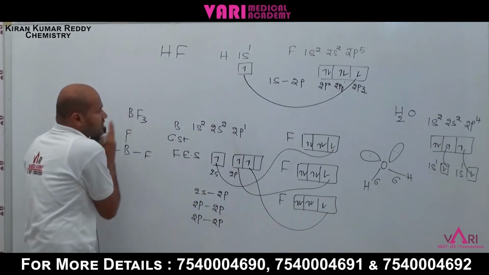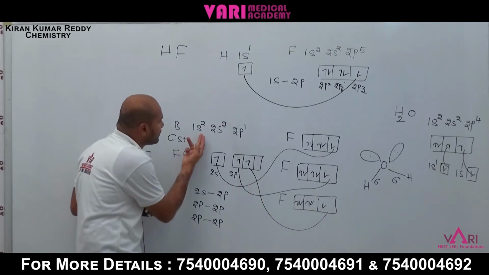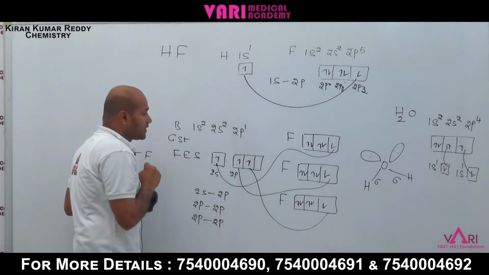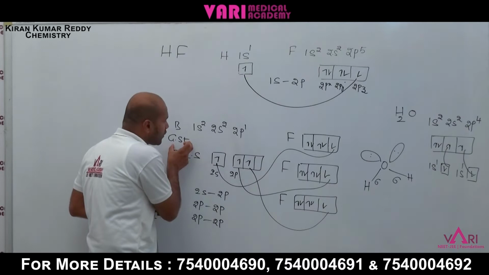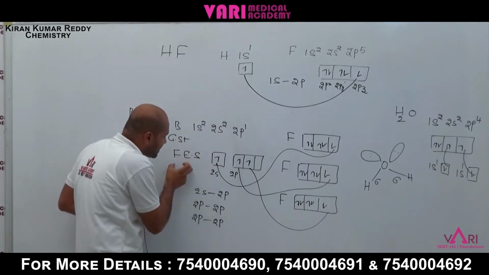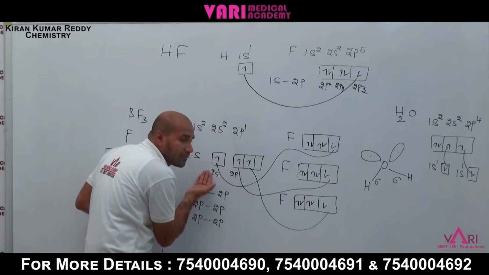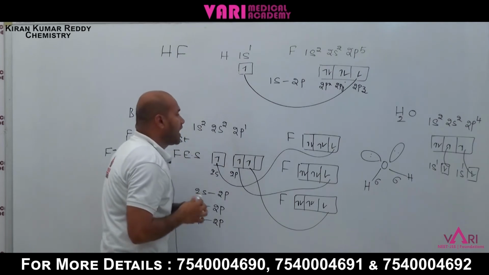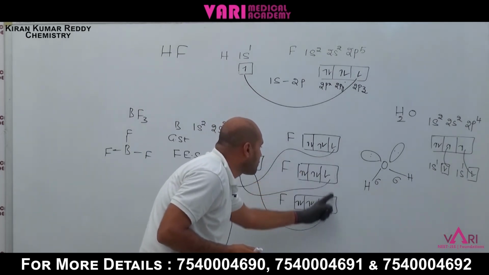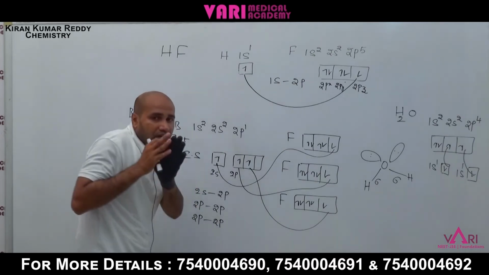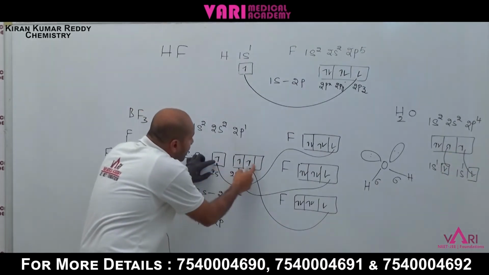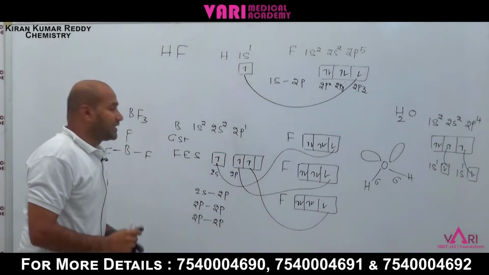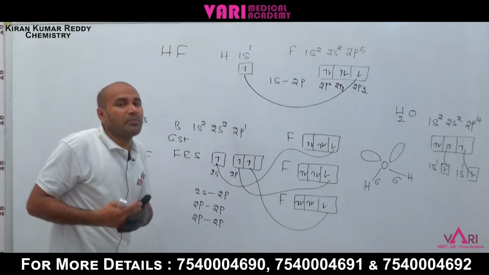If you take BF3, in this BF3 the boron electronic configuration is 1s2, 2s2, 2p1. The boron atomic number is 5. That's why in the ground state this is the electronic configuration. In the first excited state, one of the electrons jumped from the s orbital to the p orbital. Now here 3 electrons are available and 3 fluorine atoms have opposite spin, and according to VBT, the half-filled orbitals with opposite spin overlap to form a sigma bond. This is called a sigma bond, meaning axial overlapping.